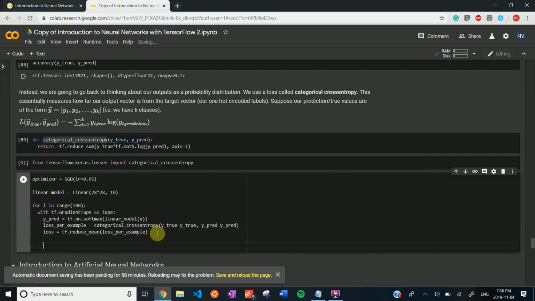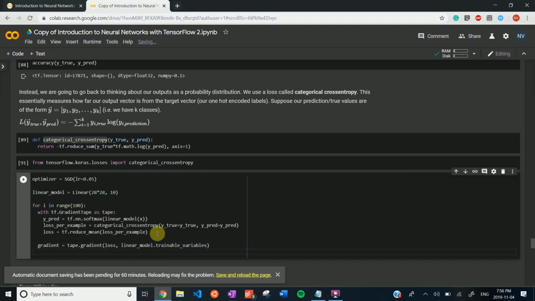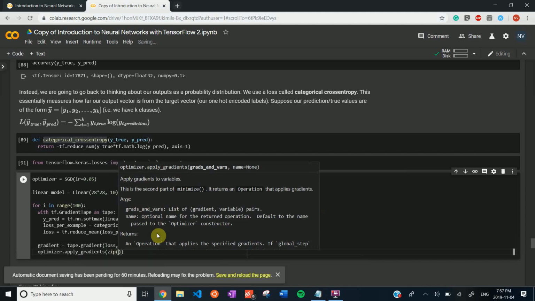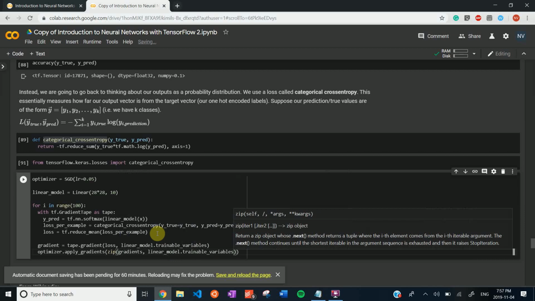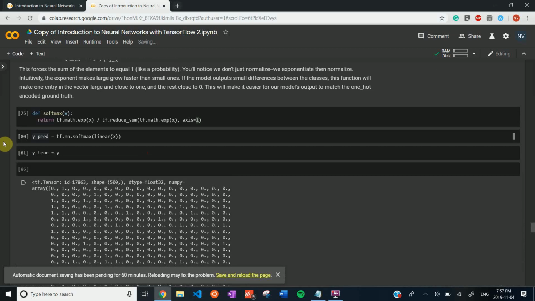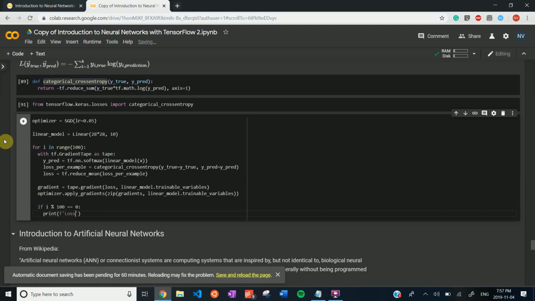So once again, we're going to calculate the gradient with respect to the loss, and we want the linear model's trainable variables, which is, if you remember, just a weight matrix W and our bias B. And we're just going to apply the gradient like we did before, which is just a zip of the gradients and the actual variables. I'll just type this out too. And once again, we're going to print this loss every 100 steps. Next time I won't type this out again, I will just copy and paste it, but I hope that some typing out helps you follow.